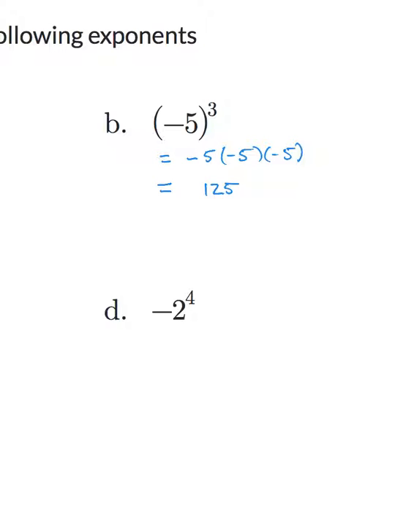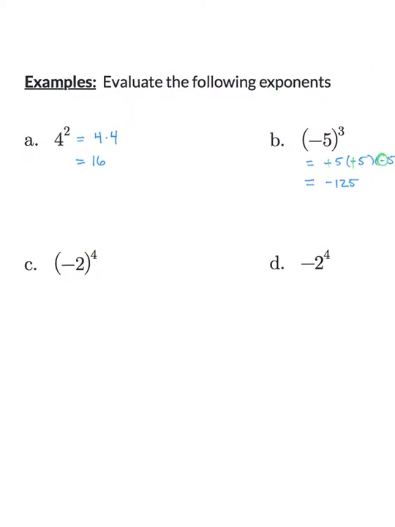I have 3 negatives, which means that my final answer will be negative. Or remember, we had the trick where we can cross them out in pairs. Since I still have 1 left, I will need 1 in my answer. So -5 cubed is equal to -125.